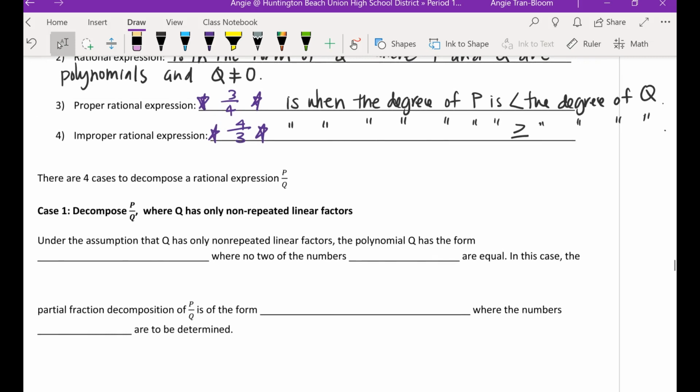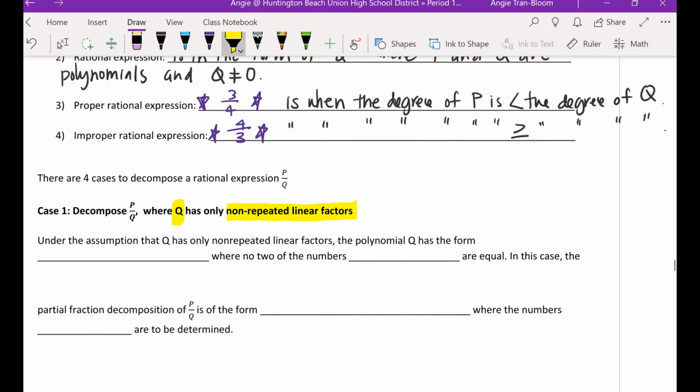There are 4 different cases, and yes, you will have to know all 4 of them for your final exam. Case number 1: decompose P divided by Q, where Q has only non-repeated linear factors. Remember, Q is in the bottom.